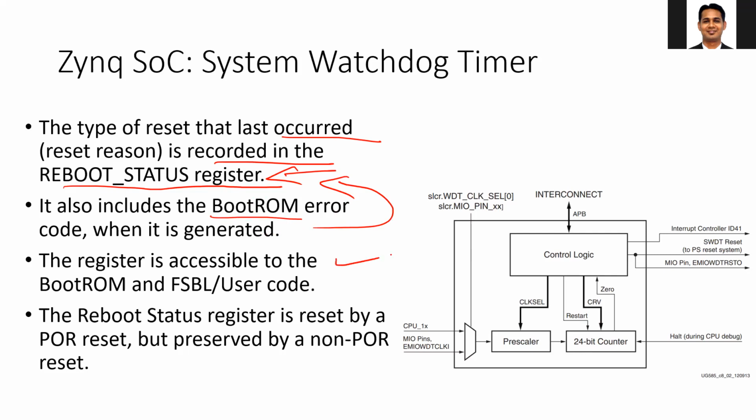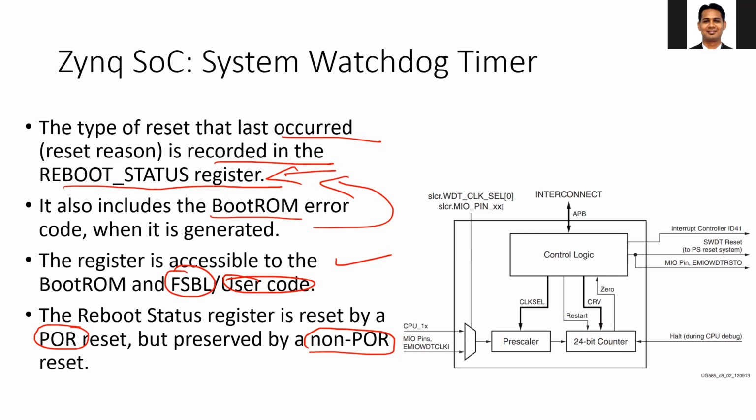This register is accessible by the boot ROM. It is also accessible by the first stage bootloader, or via user code. So anybody can see the status register. By using the status register, we will know whether the reset has happened because of the power on reset, like when you switch off the board and switch it on, or because of a non-power on reset, like the watchdog reset, or there is some software generated reset. By using this register, you will find out the actual source of your reset operation.